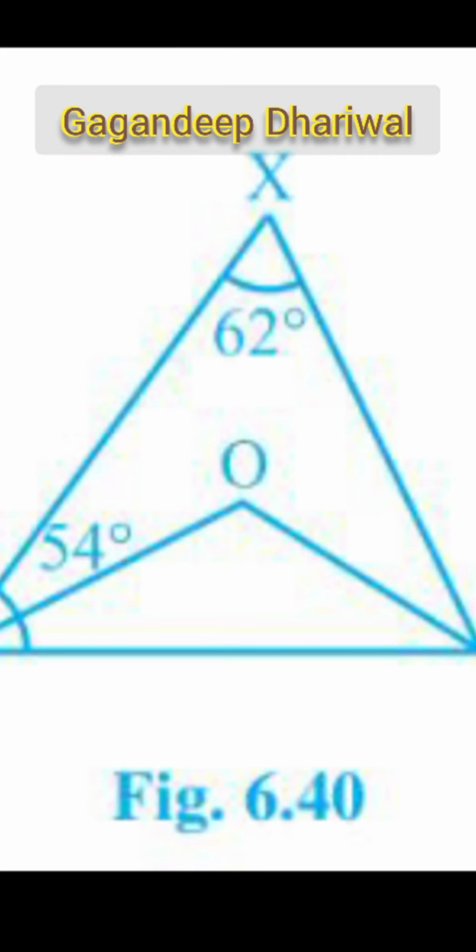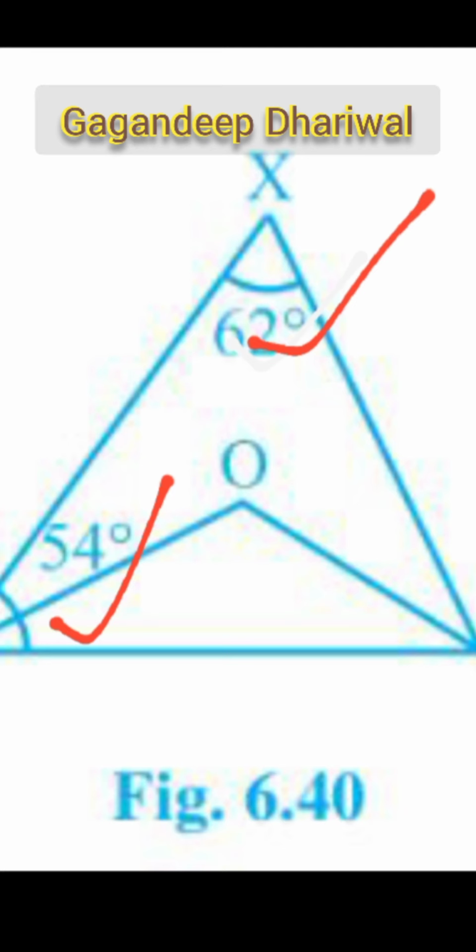Now see, this is question number 2, exercise 6.3, NCERT class 9. In this question, in figure 6.40, angle X equals 62 degrees and angle XYZ is equal to 54 degrees. These two angles, this one and this one. And one more thing, what is in the question?